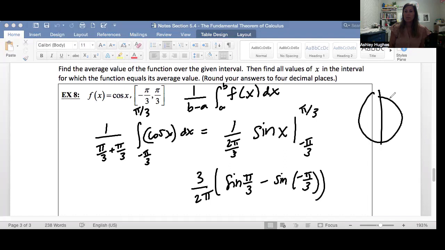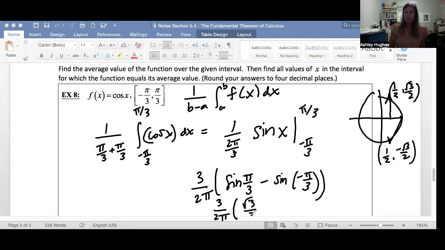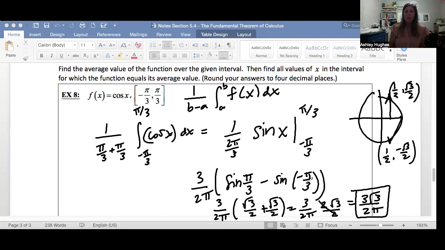Okay, pi over 3 is right here. The sine value is up a lot, so that is root 3 over 2. And if I go negative pi over 3, the sine value would be negative root 3 over 2. So I have 3 over 2 pi times root 3 over 2 minus a negative root 3 over 2, so plus root 3 over 2. So that would be 2 root 3 over 2, or just root 3. So I have 3 root 3 over 2 pi.